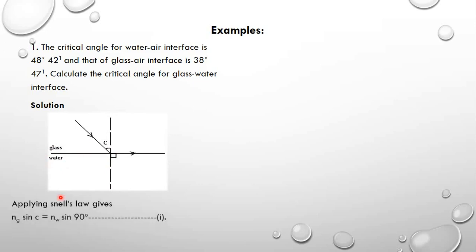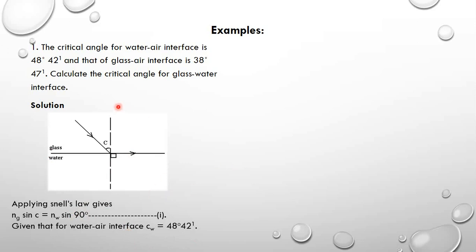So we shall have N_glass sine C is equal to N_W sine 90 degrees, since the angle of refraction is 90 degrees. And then we know that the critical angle for the air-water interface is 48 degrees 42 minutes. So we are going to use this to get the refractive index of the water. So we shall use the relation N sine C is equal to 1. So we shall have N_W sine C_W is equal to 1, and therefore we shall get N_W as 1.33.